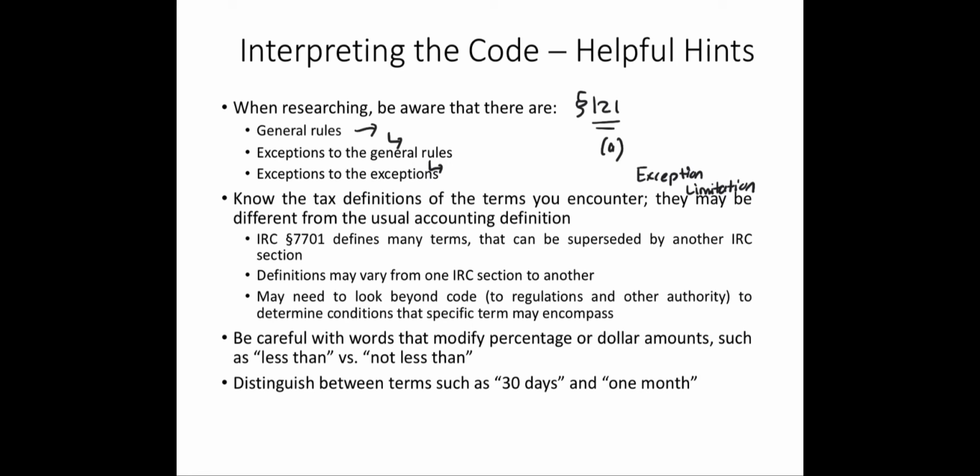So that's kind of the idea we got here. And then you have exceptions to the exceptions. You might have something called child support, but if it does X, Y, and Z, then it's actually going to be in gross income. So it actually takes it out of the exception.